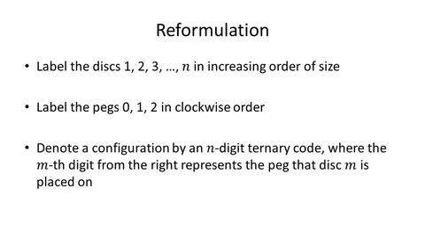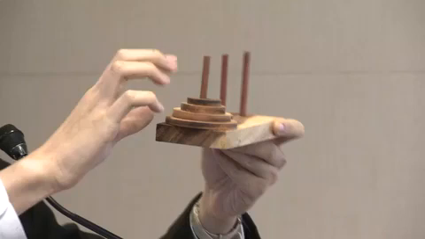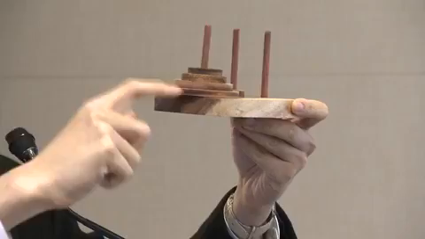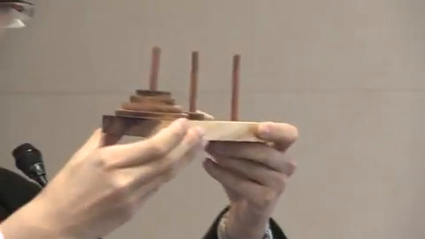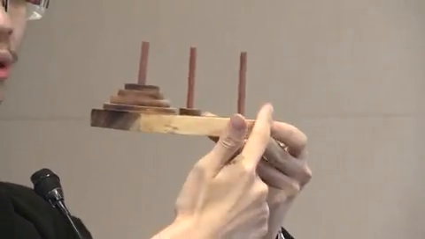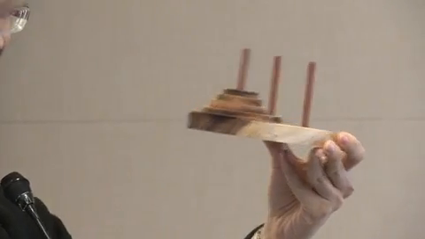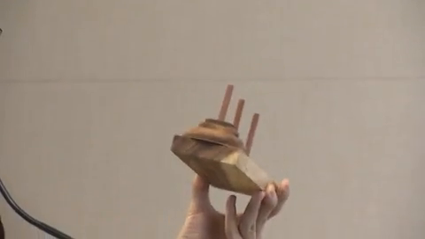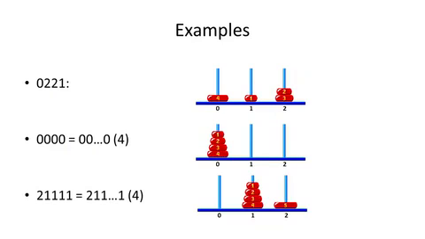So let's reformulate the problem to make it easier to parse in a mathematical sense. I will label the disks disk 1, disk 2, disk 3, disk 4, disk 5 in increasing order of size, and I will also label the pegs peg 0, peg 1, peg 2 in clockwise order. Just imagine this is clockwise. I will denote any configuration by an n-digit ternary code where the mth digit represents the peg that disk m is placed on. For example, in the first example, disk 1 is on peg 1, disk 2 on peg 2, disk 3 on peg 2, and disk 4 on peg 0. So the code from right to left is 1220.